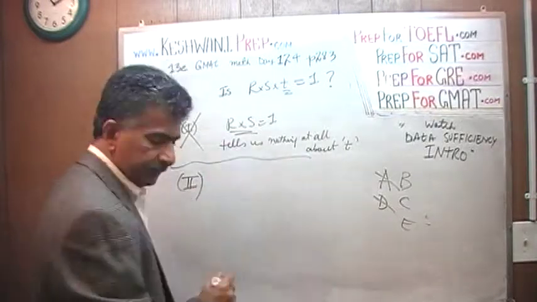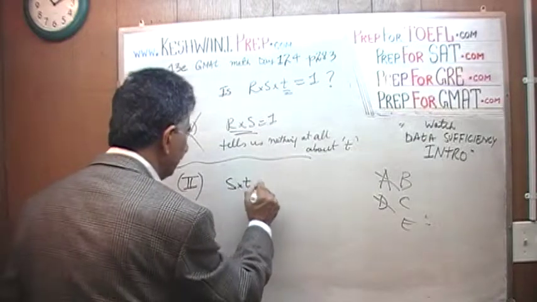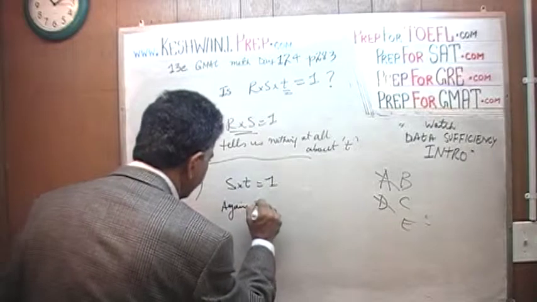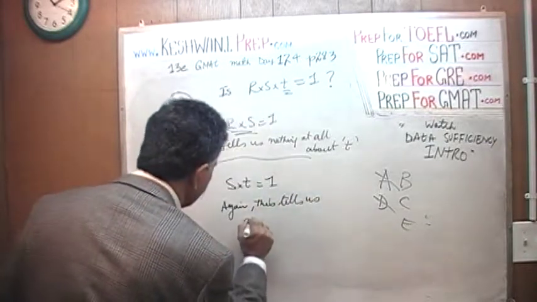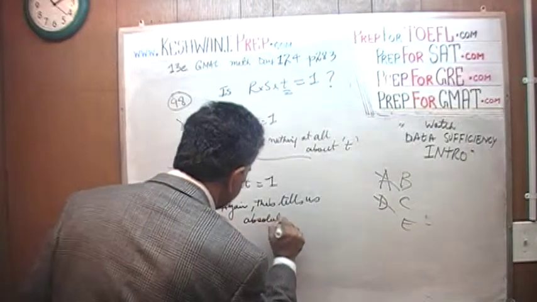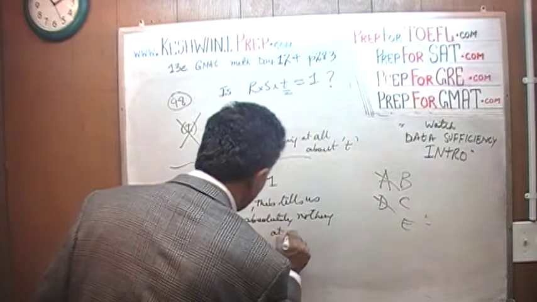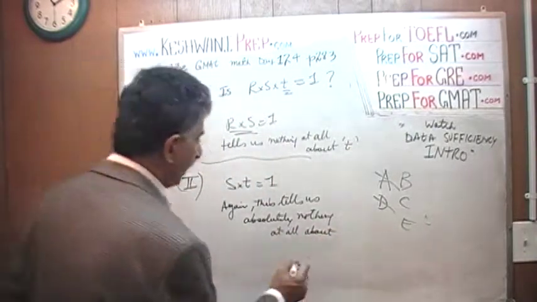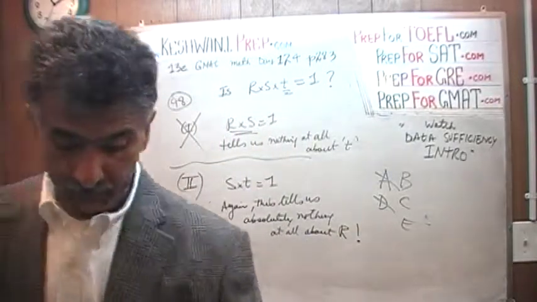In the second statement, they tell us that s times t equals 1. Again, this tells us absolutely nothing at all about the missing variable r. It tells us absolutely nothing at all about r.